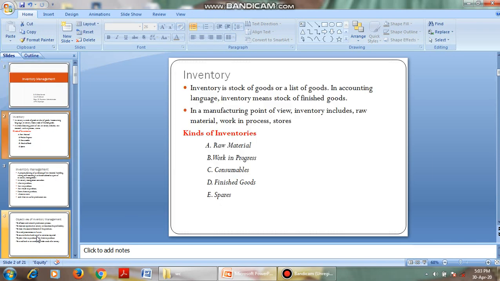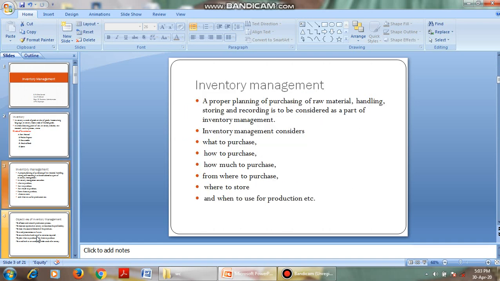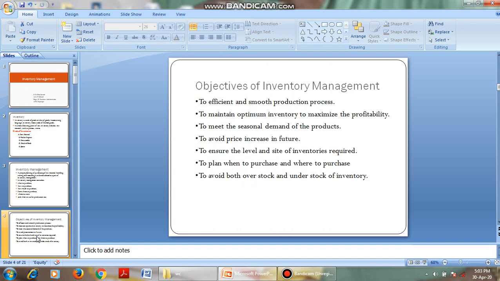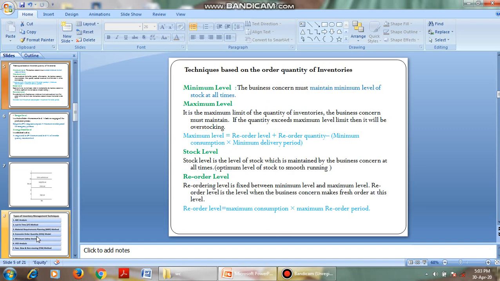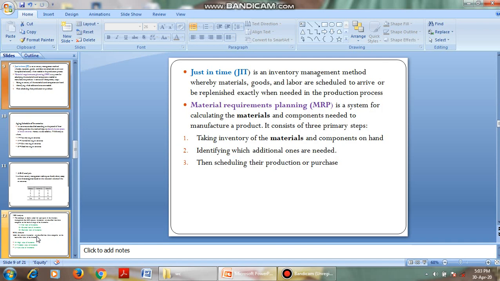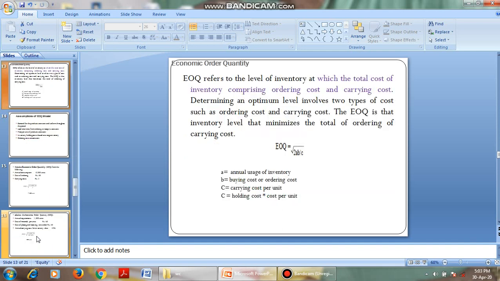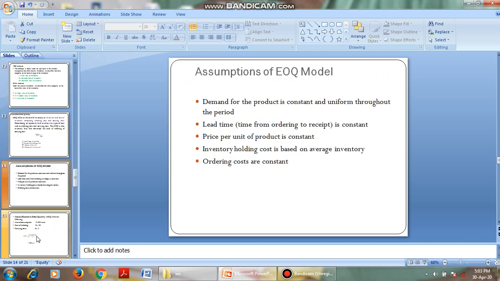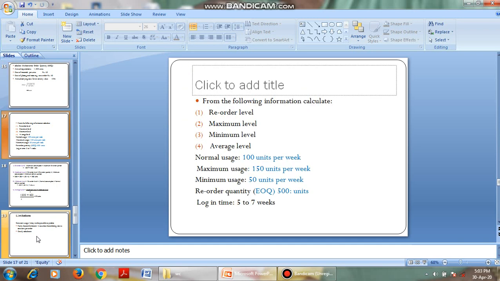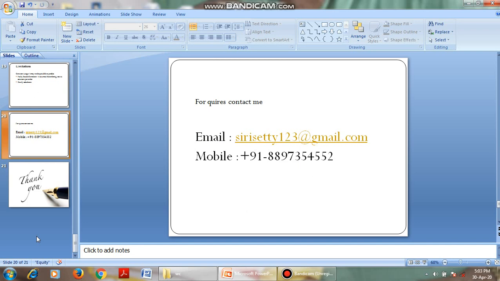Let us see what we have discussed: what is inventory, the types of inventory management, how to purchase, what to purchase, where to purchase, objectives of inventory management techniques, and different types of techniques: just in time, material requirements planning, FNSD technique, ABC analysis, VED analysis, HML analysis, EOQ analysis, assumptions of EOQ, calculation of EOQ, reorder level, minimum level, maximum level, average level, and limitations of EOQ. If you have any doubts, you can contact me.